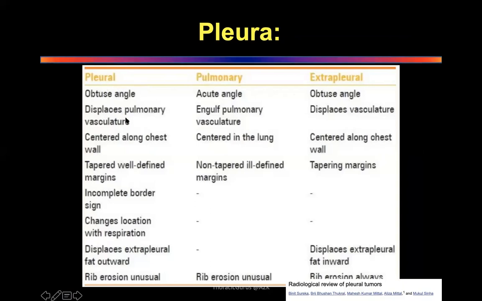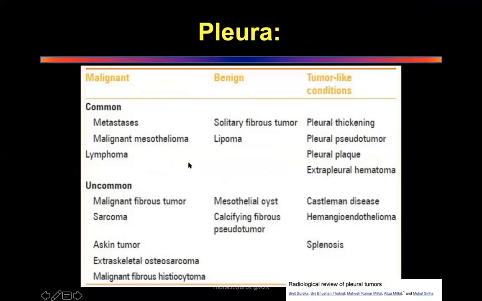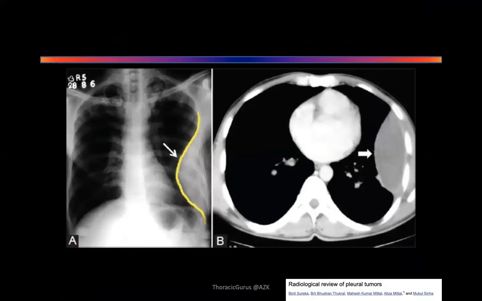Okay? And this engulfs the pulmonary vasculature. This just pushes the pulmonary vasculature. Again, this is centered along the chest wall, this is centered in the lung. Well-defined margins. This will have ill-defined margins. Okay? So I'll show you the picture. It'll be easier to understand. Okay, somebody take this quickly.